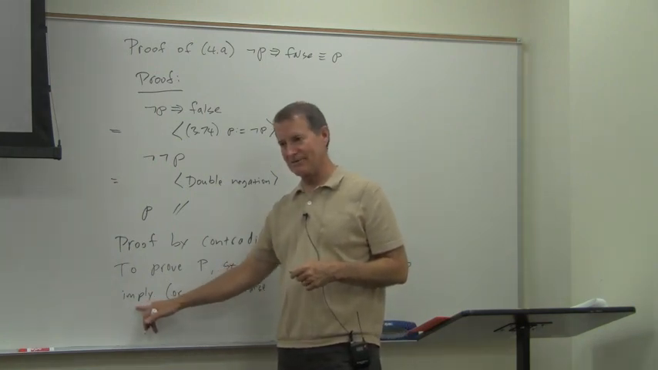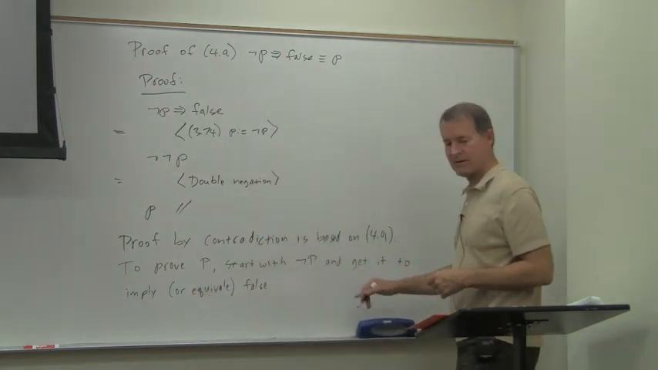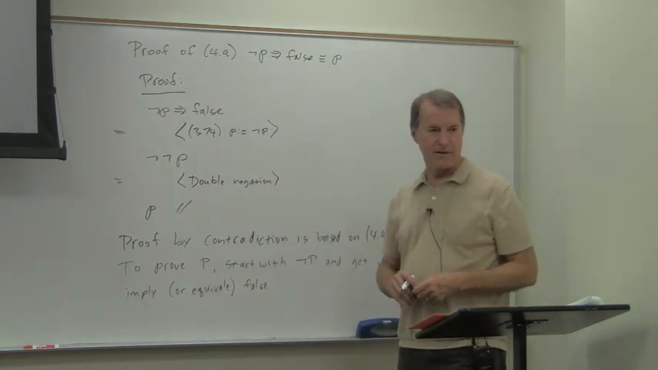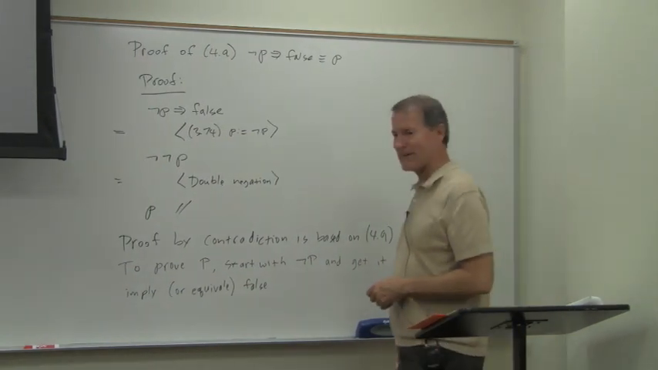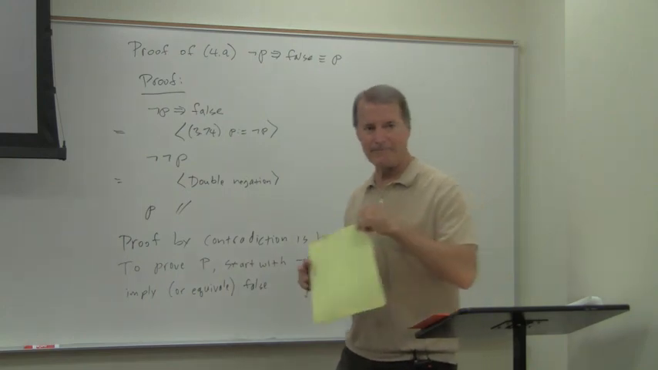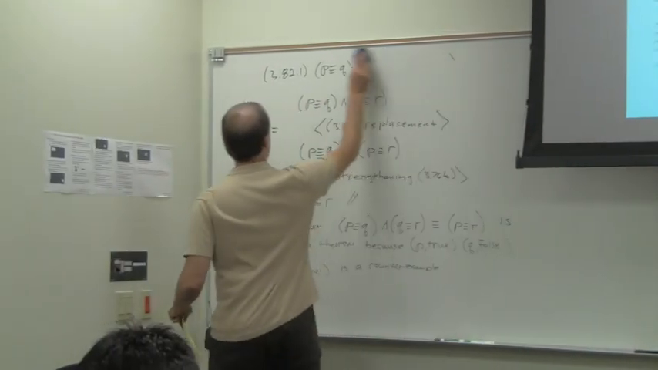So you start with not P and get it to here. Equivalence has mutual implication. That's why I'm displaying all of this stuff. False would imply not. All right, so let me show you.